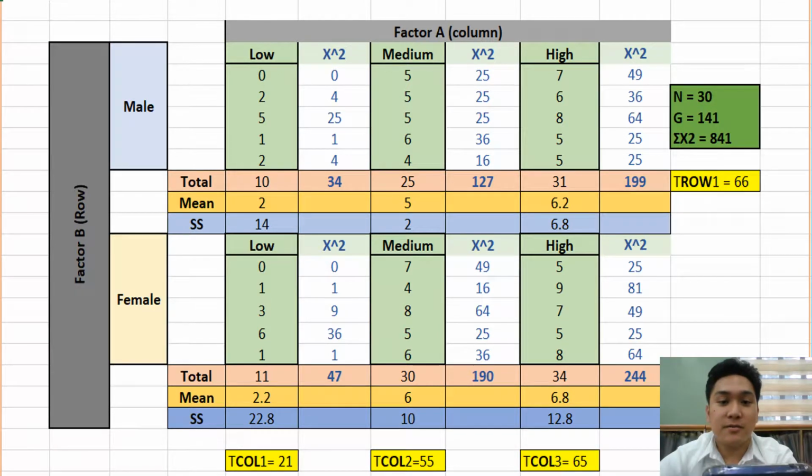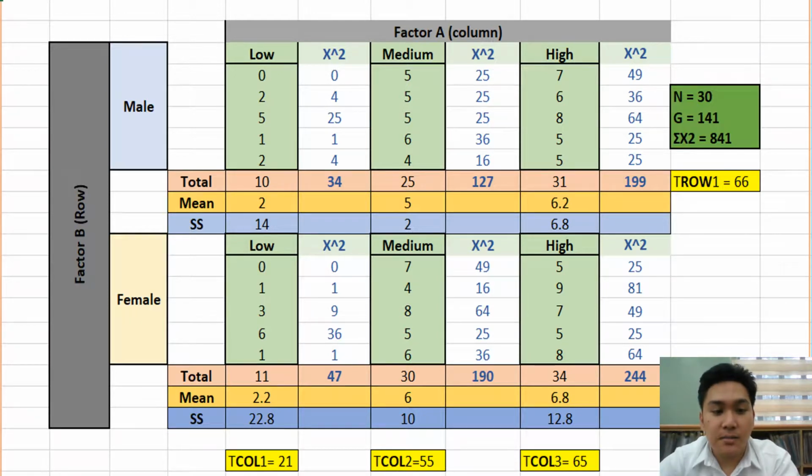So here's the table for the disparity of happiness according to gender and level of income among millennials in an organized fashion. Here are the two factors, A and B, the scores, their total, their mean, and the sum of squared scores, and also the two independent variables, which are male and female, and the level of income, which is low, medium, and high. Now, the total number of respondents is 30.